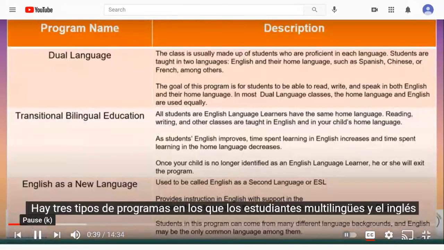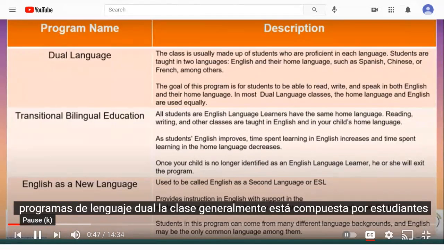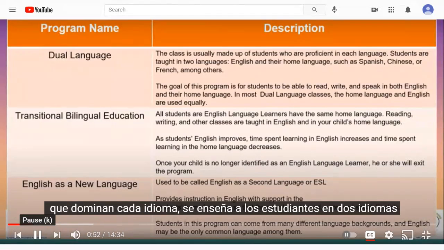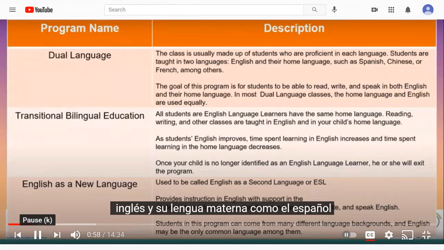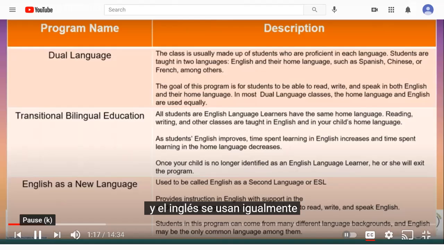There are three types of programs in which multilingual learners and English language learners can receive services in the New York City public schools. In dual language programs, the class is usually made up of students who are proficient in each language. Students are taught in two languages, English and their home language, such as Spanish, Chinese, or French, among others. The goal of this program is for students to be able to read, write, and speak in both English and their home language. In most dual language classes, the home language and English are used equally.